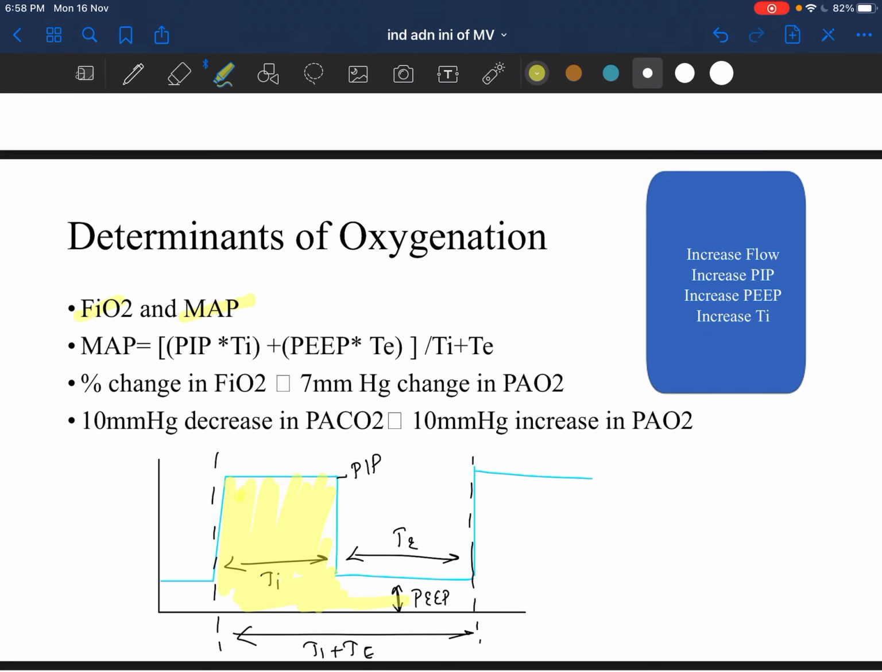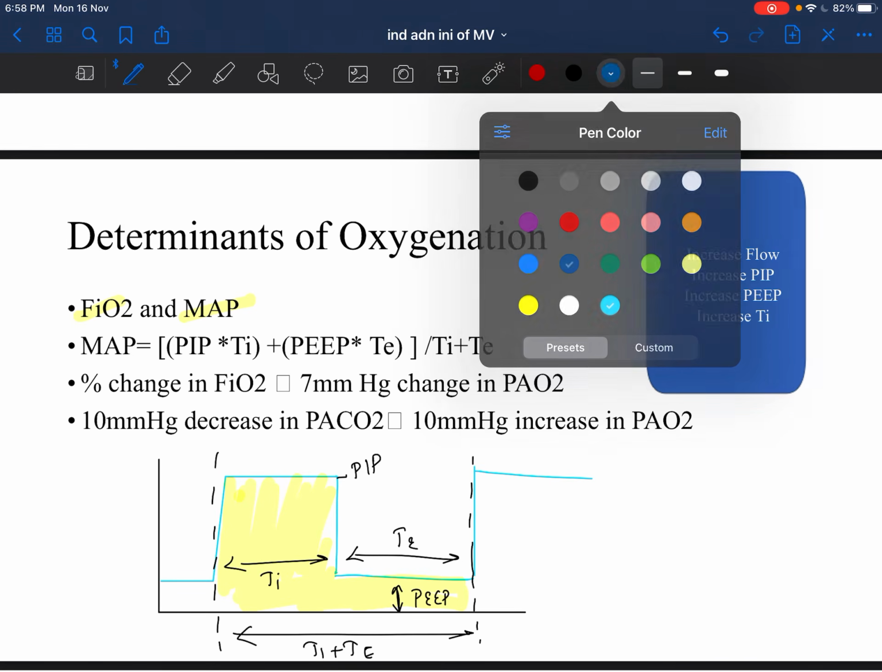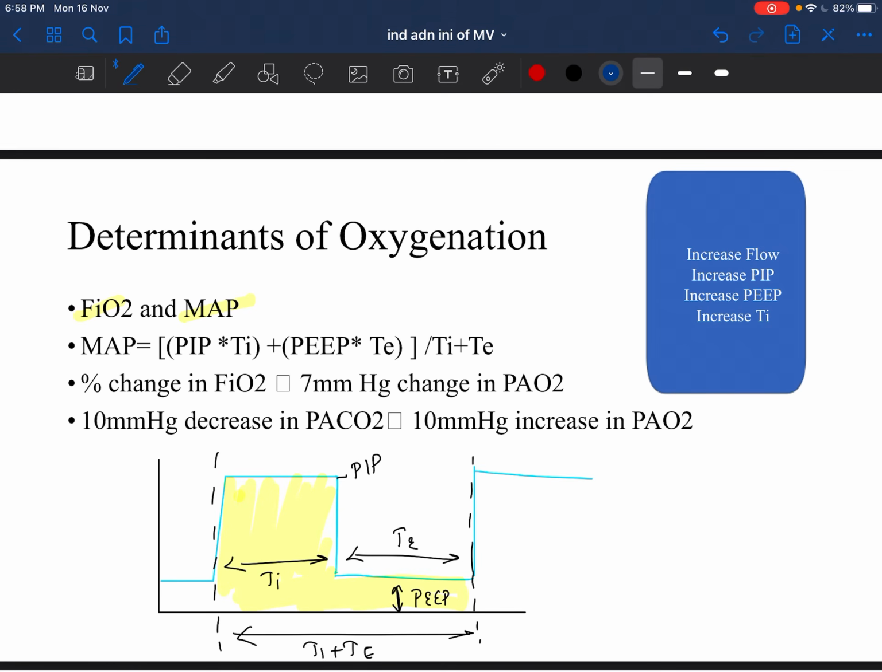What are the things you can do to increase your mean airway pressure? Let's see here. Suppose you want to increase your mean airway pressure, you can increase your PEEP, correct? That will increase the area here, am I right?